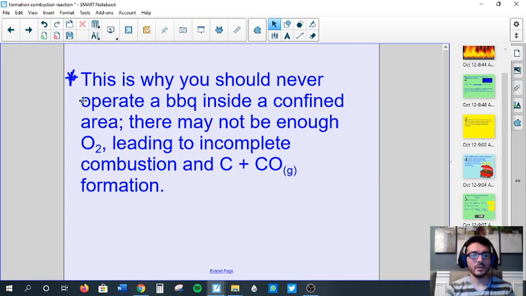Okay, so I know I've already mentioned this, but it's an important point to say again: in an incomplete combustion reaction, you produce again carbon and carbon monoxide. Very dangerous. You don't want to ever operate a barbecue or any kind of gas-powered anything inside a house, inside a room, always outdoors, well ventilated. Even in a garage might actually not be safe.